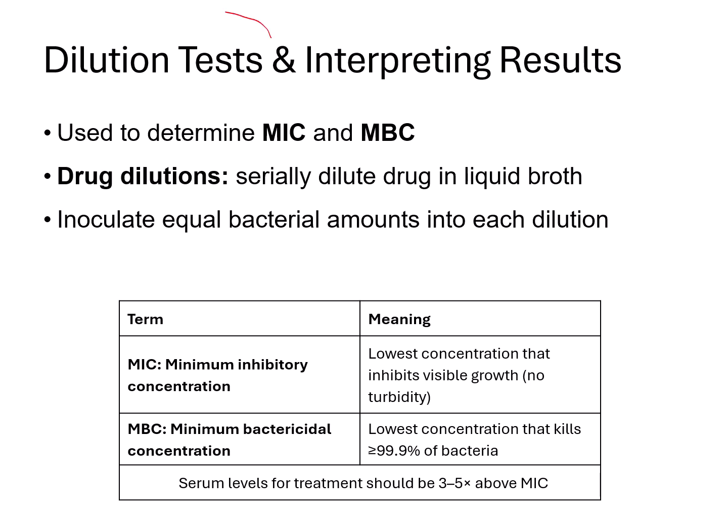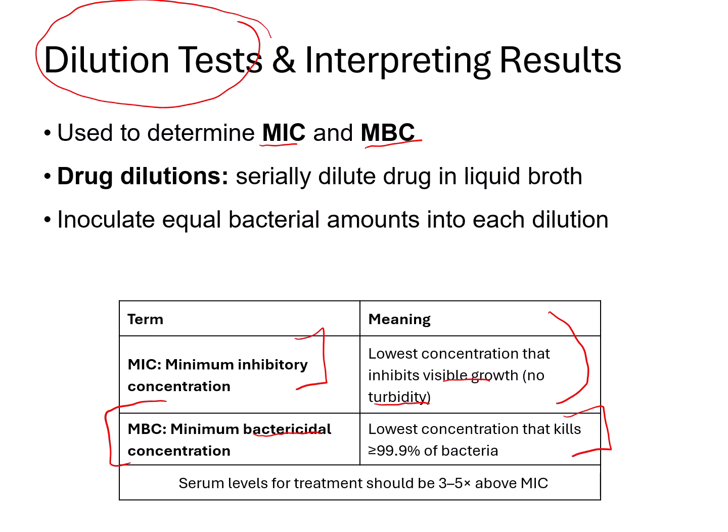We also have tests called dilution tests, and these help us determine the MIC and MBC of a drug. MIC is the minimum inhibitory concentration, which is the lowest concentration of the drug that inhibits visible growth, and we use a broth to determine if there's growth or not. The MBC is the minimum bactericidal concentration, which is the lowest concentration of the drug that kills greater than or equal to 99.9% of the bacterium. So clinically, we usually aim for blood concentrations of the drug that are 3 to 5 times higher than the MIC, the minimum inhibitory concentration, to ensure efficacy of the drug.